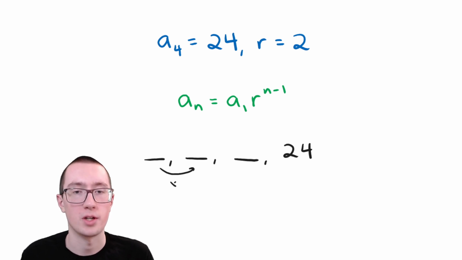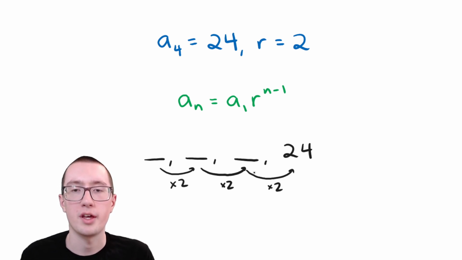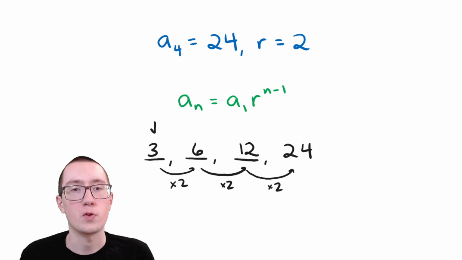So to get to here, we're multiplying by 2. To get to here, we're multiplying by 2. And to get to here, we're multiplying by 2. So all we need to do is just work backwards to get to our first number. And remember that we can do that by doing the opposite of multiplying by 2. So instead of multiplying by 2, we'll divide by 2 because we're going backwards. If we take 24 divided by 2, you can put that in your calculator, that's going to give you 12. And then if we divide by 2 again, that's going to give you 6. And if you divide by 2 again, that's going to give you 3. So we now know that our first number is 3.